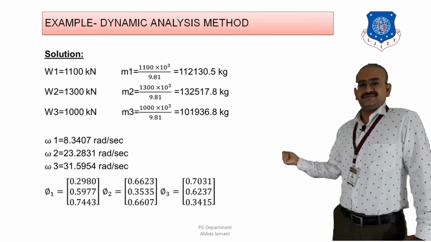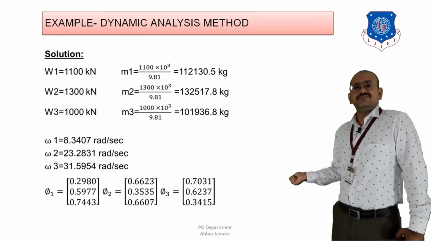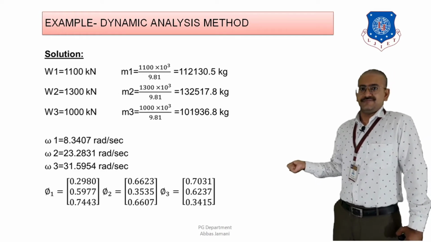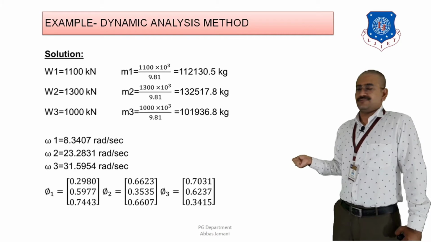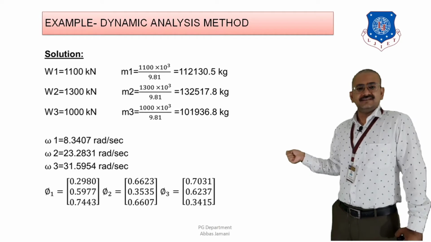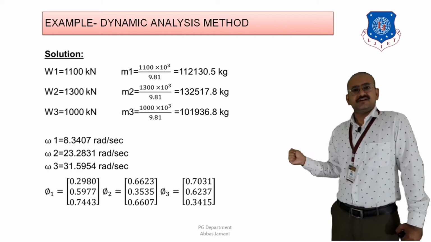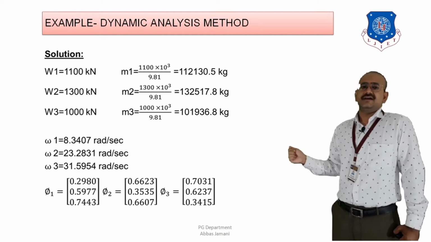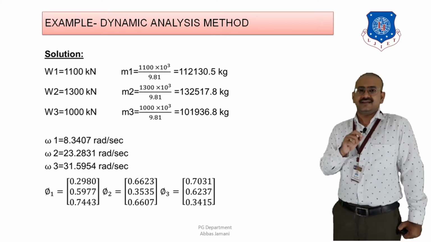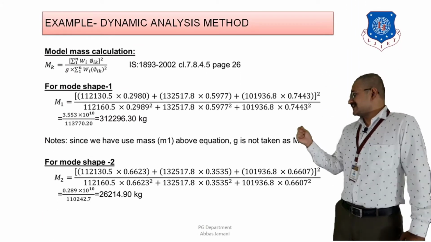Then corresponding to the mass, we have the values of angular frequency, that is omega 1, omega 2 and omega 3. Similarly, we have the values of mode shape, indicated by phi, which are phi 1, phi 2 and phi 3, right? So phi 1 is 0.298, 0.597, 0.74. Then phi 2 is 0.66, 0.35, 0.66. And phi 3 is 0.70, 0.62 and 0.34, right? So the values of mode shapes are given to us, values of mass are given, and angular frequency is also given. If you have this basic data, then based on that you can start the first step, that is the calculation of modal mass, right? So the first step is the calculation of modal mass.